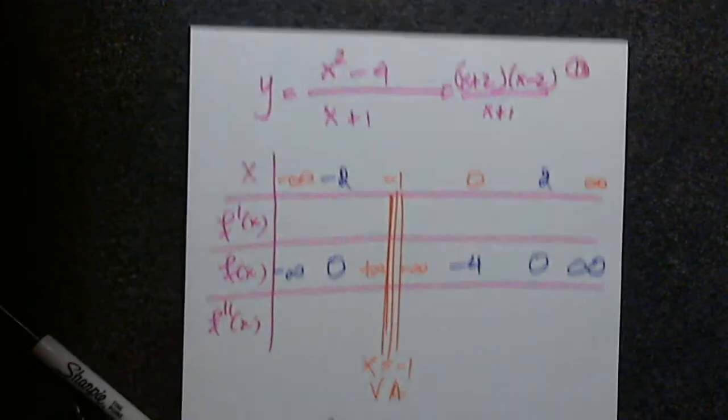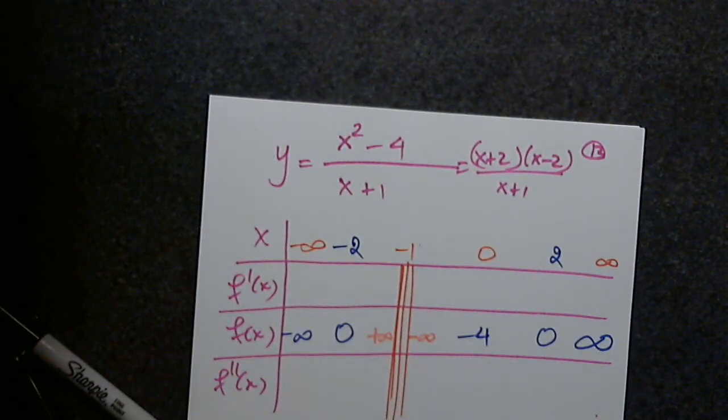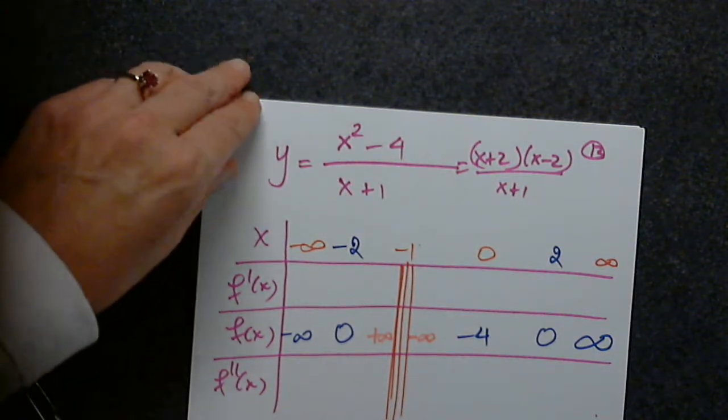This is it. I can't determine anything else. We're done about the function. From the function itself, this is it. What is my next step? F prime indeed. So let's find F prime.